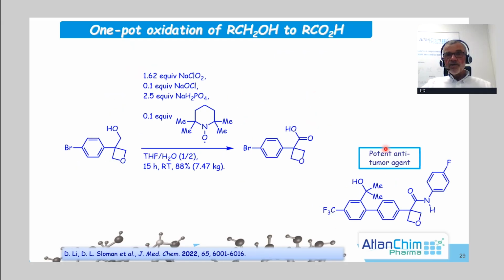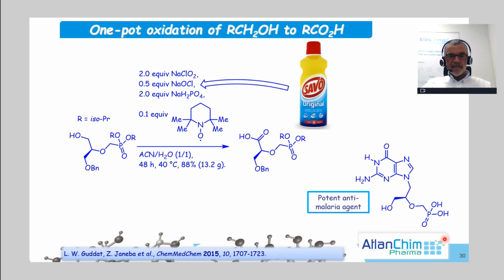In the kilogram scale synthesis of this potent anti-tumor agent, the typical one-pot sodium chlorite TEMPO Pinnick conditions were applied to this primary alcohol derivative to provide the corresponding acid in a good yield on multi-kilogram scale.